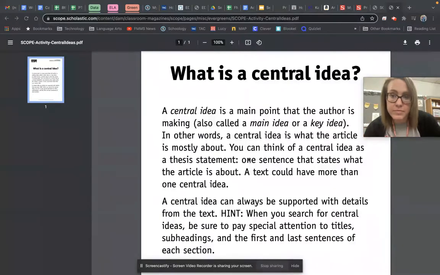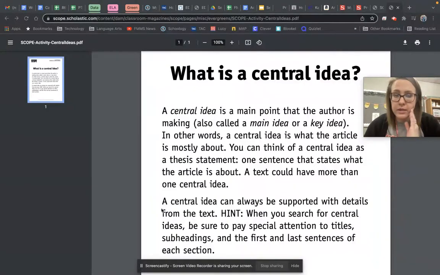Toy Story, toys are magical and come to life when humans aren't around. That would be the central idea because it can be supported with details. Okay, so you come up with your main idea, you come up with your thesis statement about what you read, and then you can go back in the text and find details to support that.